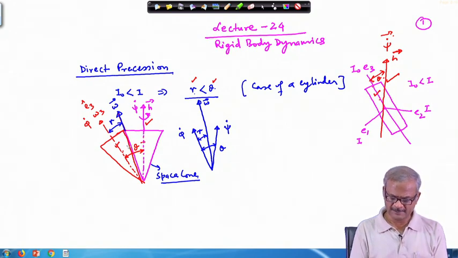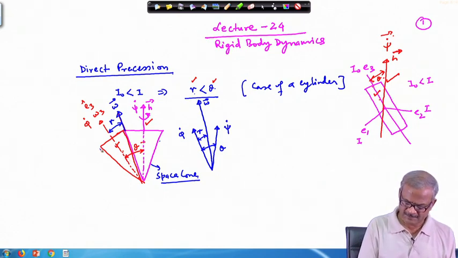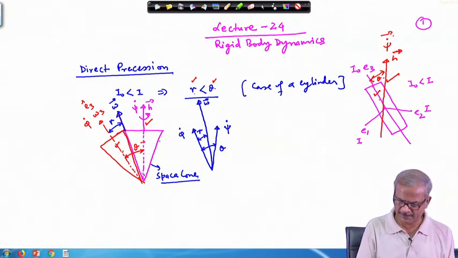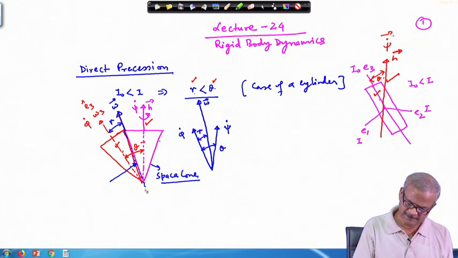Two cones are given, one cone is fixed, another cone is rolling over this fixed cone. So, here in this case this red cone is rolling over the pink cone. This is the line of touch, or these two surfaces are touching along this particular line.